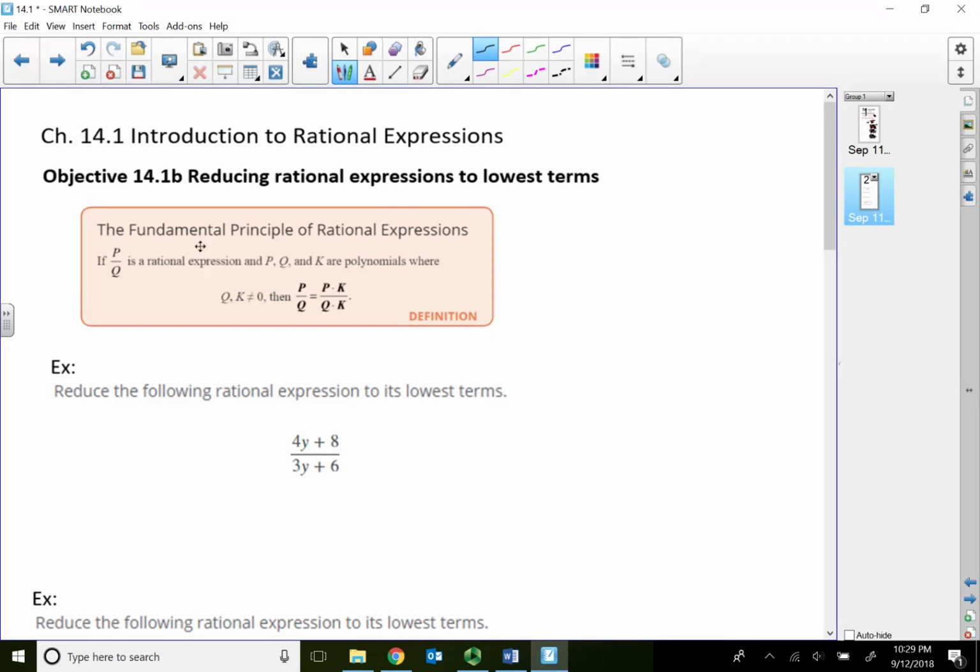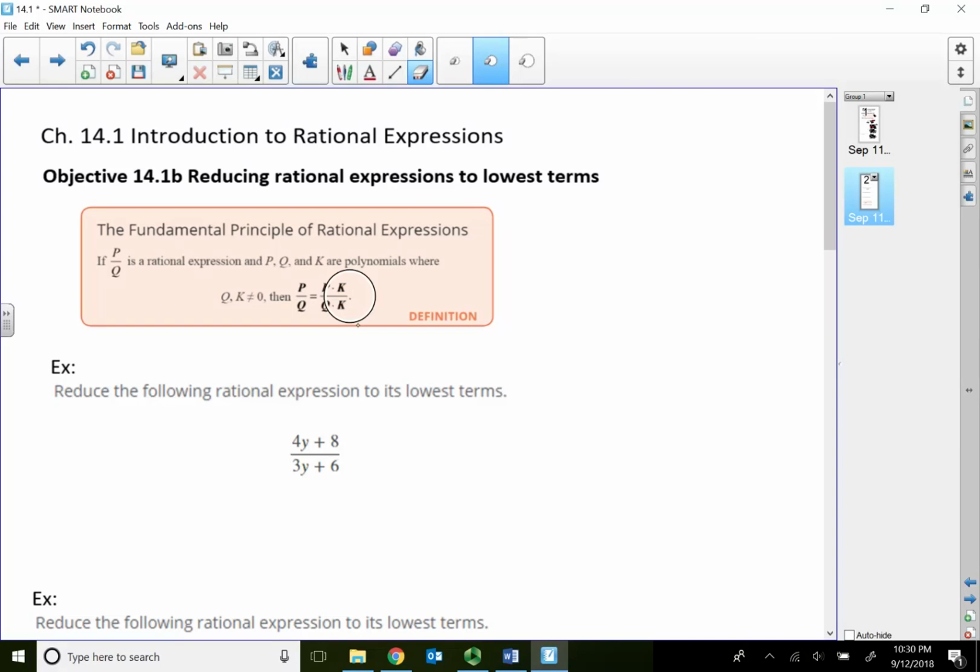Here, the fundamental principle of rational expressions says if P over Q is a rational expression and P, Q, and K are polynomials where Q and K are not equal to 0, then P over Q can actually come from P times K over Q times K. What that really means is if I have a common factor on the numerator and denominator, they can cancel each other out. Okay, so that's how I still end up with P over Q.